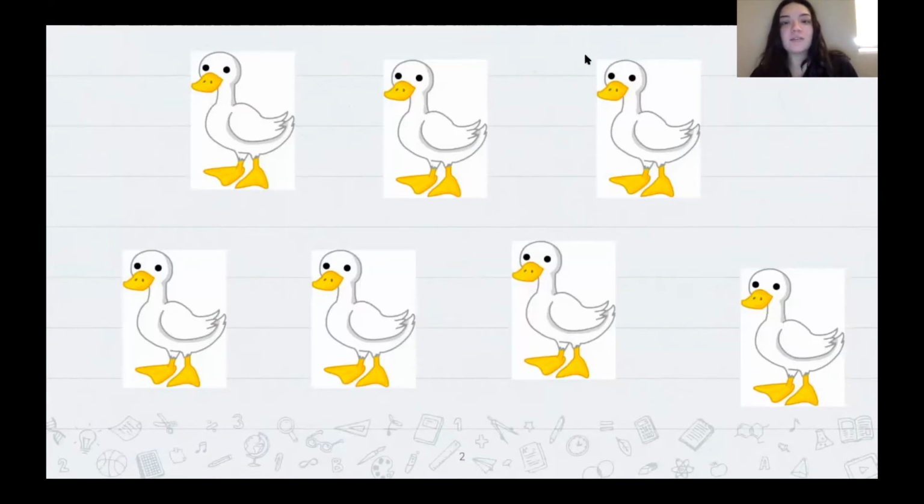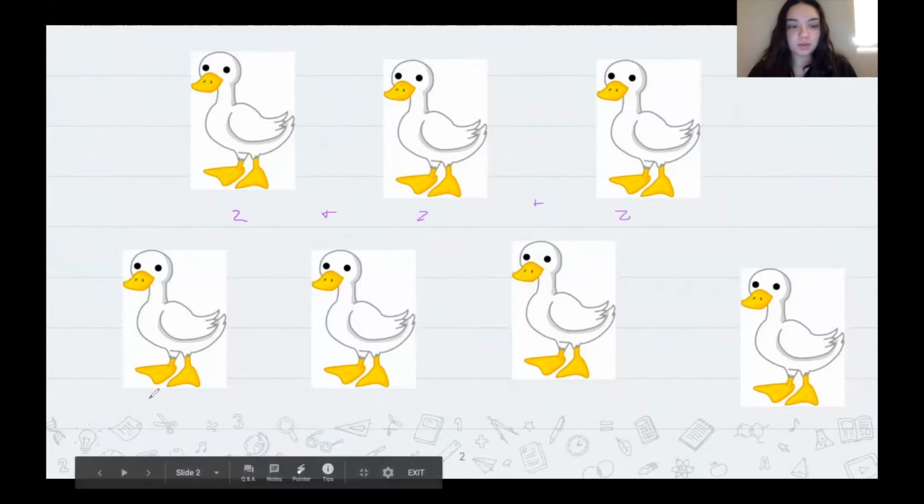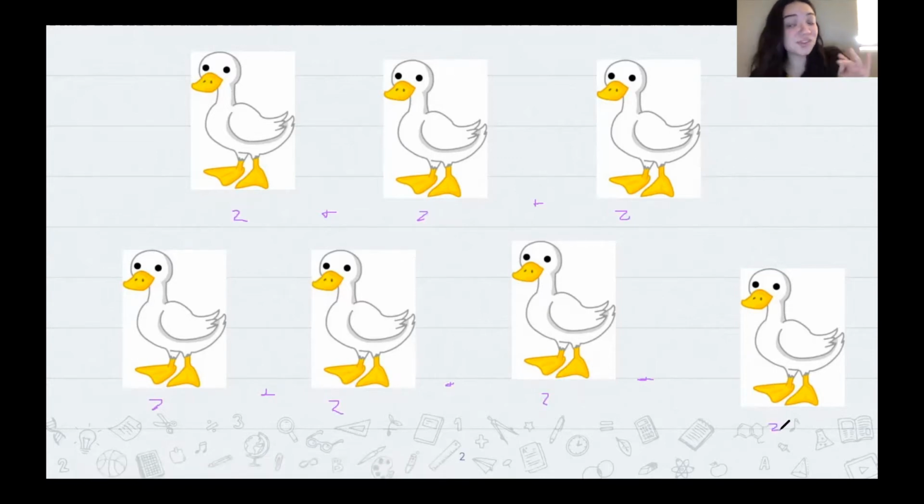So here we have 7 ducks, and each duck has 2 feet. I want to find out how many feet we have in total. First thing I'm going to do is write a repeated addition equation. So I have 2 plus 2 plus 2 plus 2 plus 2 plus 2 plus 2. That took us a little bit to write. So that is what our repeated addition equation would look like, 2 plus 2 plus 2, 7 times.